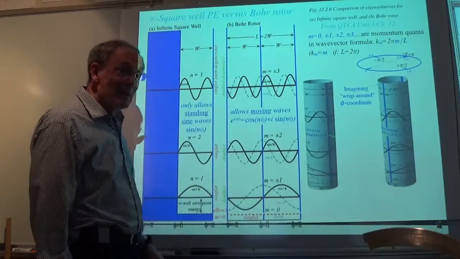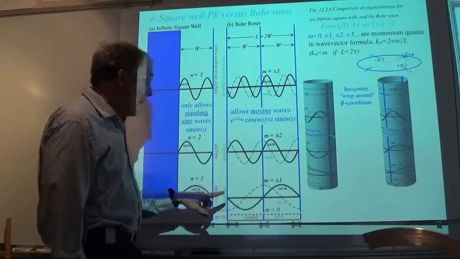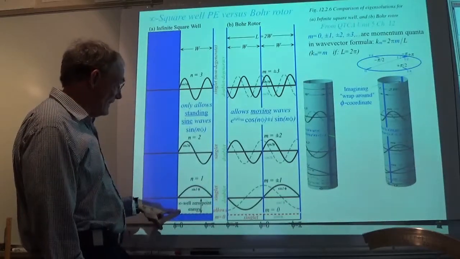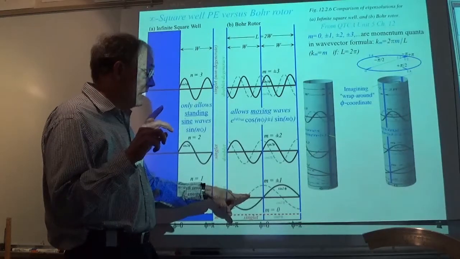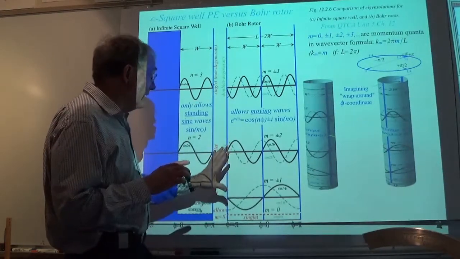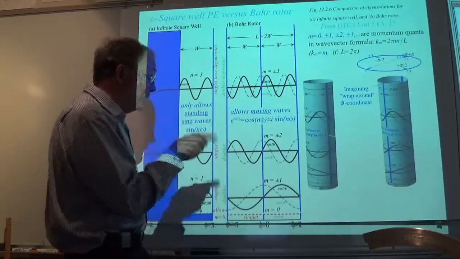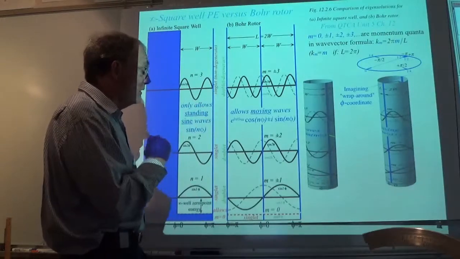No, it's the m equals 0. Infinite? Oh, undefined. It approaches wavelengths of infinity. Well, here's the best way to say it: on this side I am allowed to have two kinds of real waves that are orthogonal to each other.